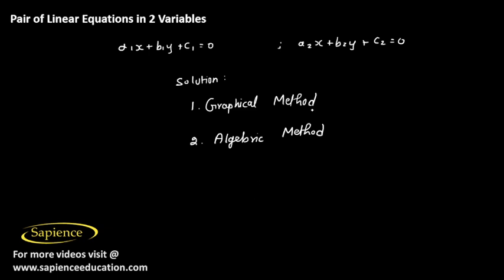Now in the graphical method, we will plot this equation in a graph and then this equation in a graph, and the point at which they intersect is our solution. In that way we can find their solution. In the algebraic method, we have two more types. There is one method called the substitution method, and the second method is the elimination method.